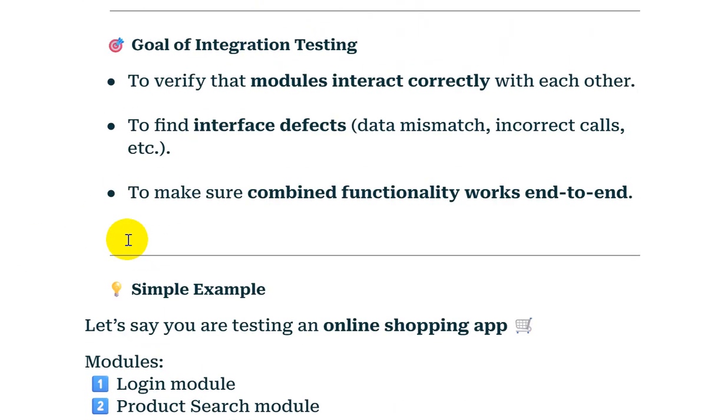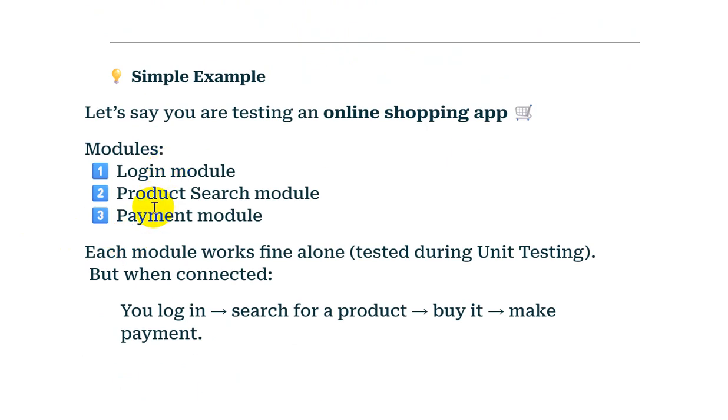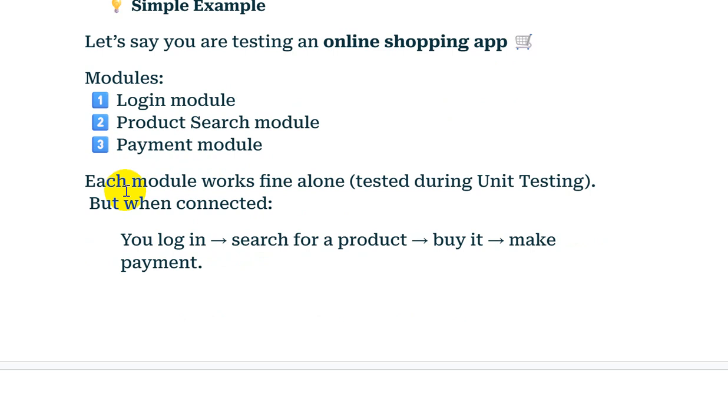So let's understand with an example. Let's assume we have one online shopping app. In that we have three modules. One is the login module, another one is the product search module, and third one is the payment module. So each module works fine alone. That testing we can do as part of the unit testing.